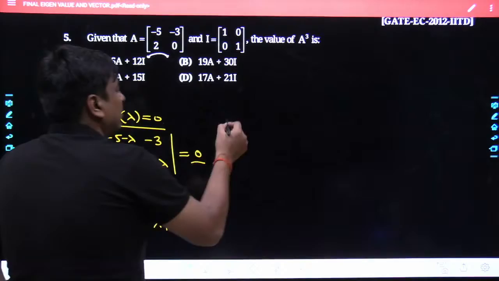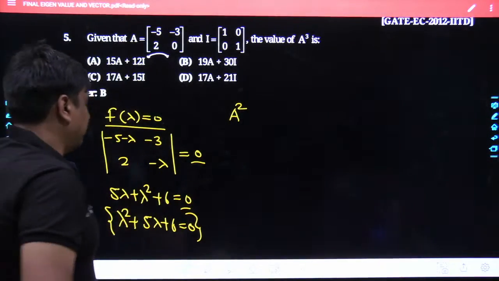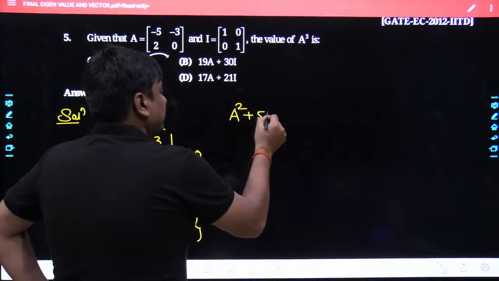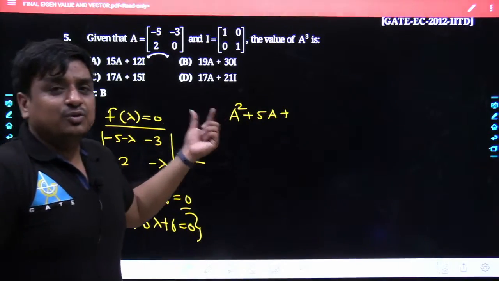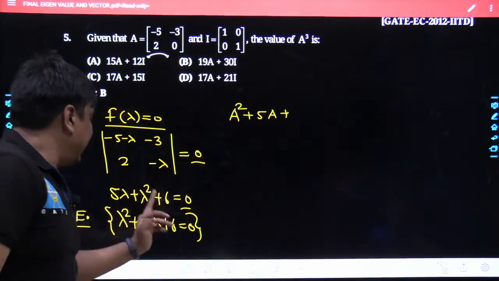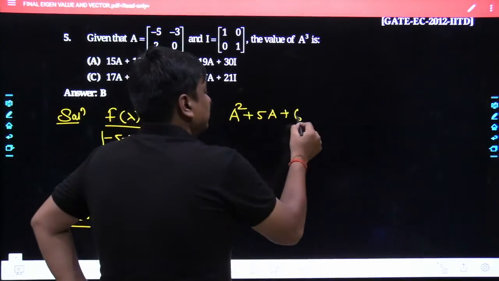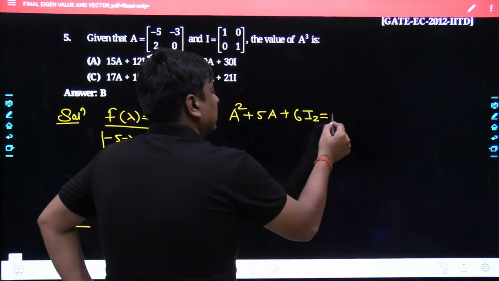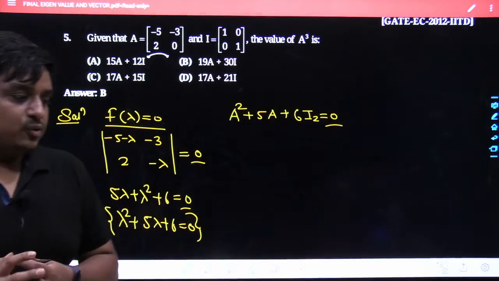So straight away, without thinking much, lambda would be replaced with A. So it would become A square plus 5A. Keep in mind, it became a square matrix, no? A square would be a 2 cross 2 matrix, 5A would be a 2 cross 2 matrix, and hence the 6 should also be a square matrix of 2 cross 2. So here 6 would get multiplied with an identity matrix of order 2 cross 2.